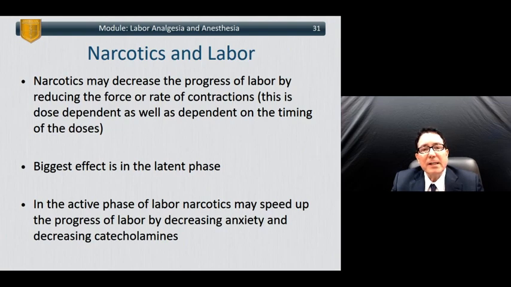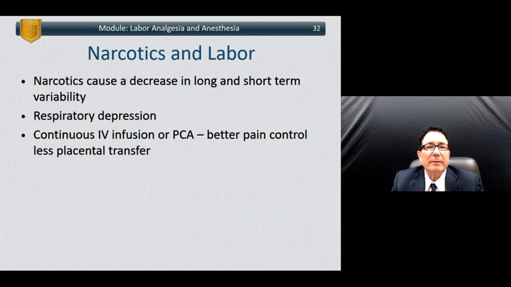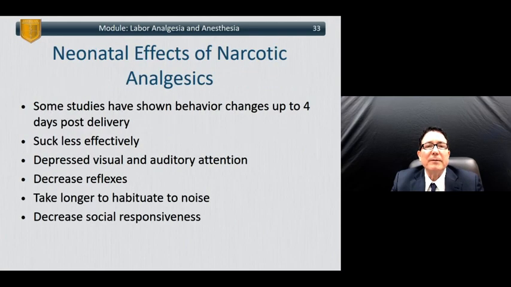In the active phase of labor, narcotics may speed up the process of labor by decreasing anxiety and decreasing catecholamines. Hence, the timing of when to give the narcotic becomes very crucial during labor and delivery. Also, the narcotics can cause a decrease in long and short-term variability, causing the potential for respiratory depression. Hence, continuous IV infusion or PCAs give better pain control and less placental transfer.